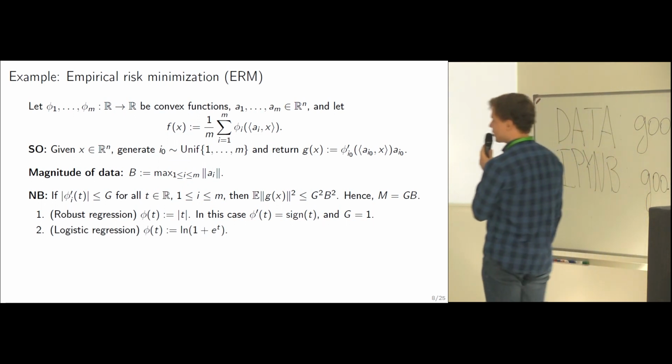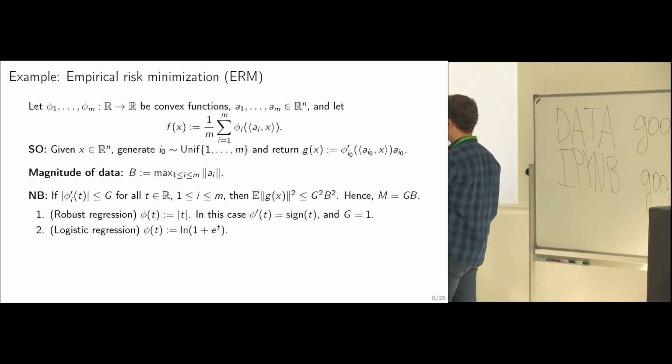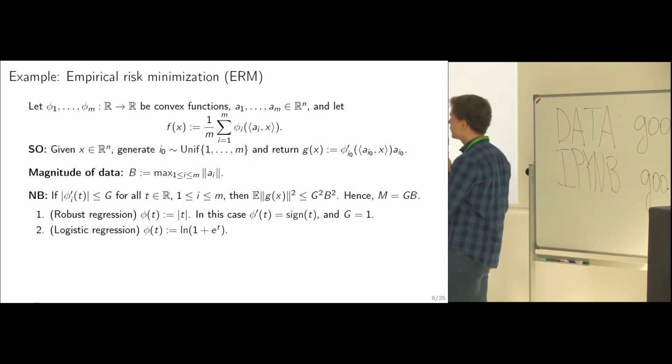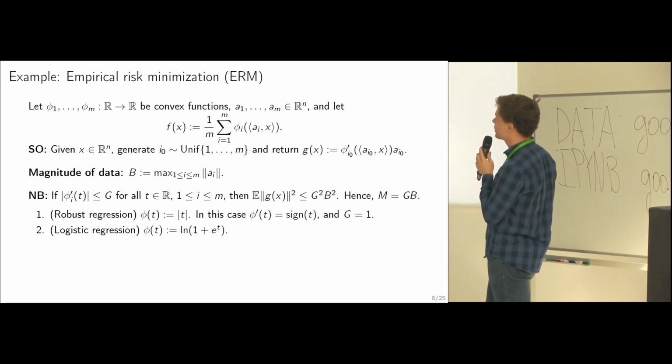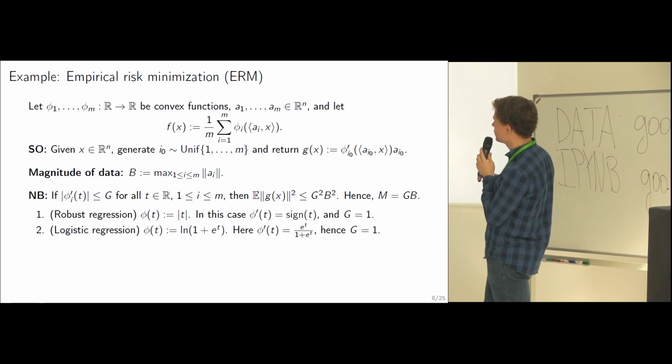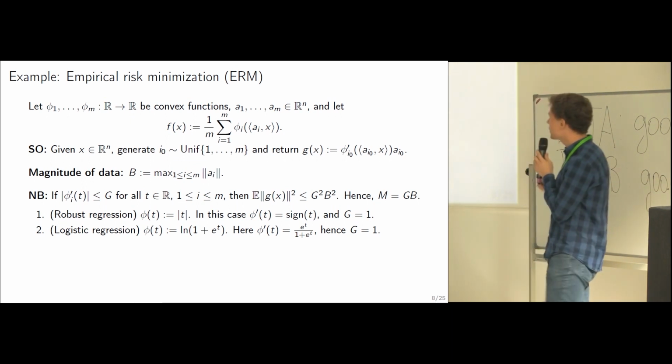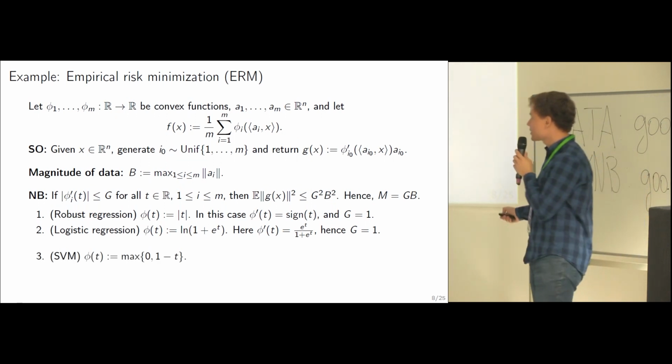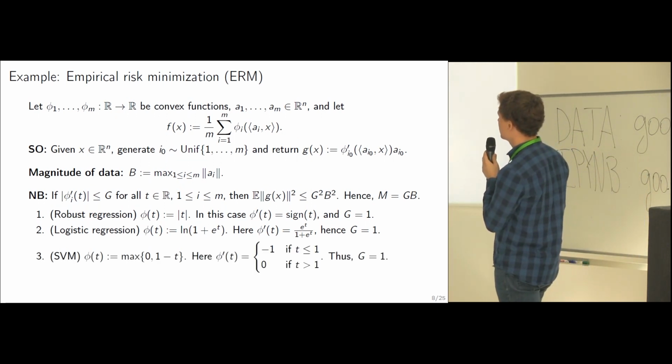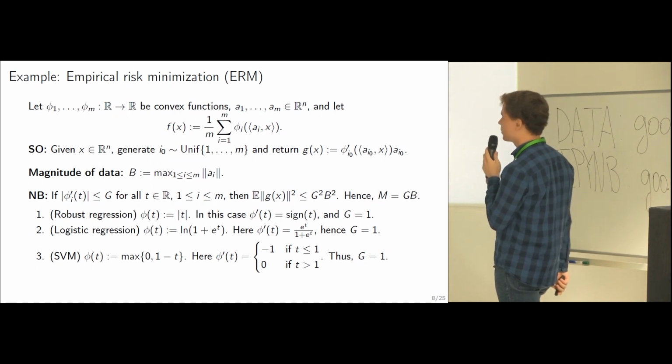Now let's consider another popular application, logistic regression. In logistic regression, our function looks like this. If we compute its derivative, it will be the exponent divided by 1 plus exponent, right? And again, this is bounded by 1. For example, if we consider SVM, then by computing the derivative, we again see that this is bounded by 1, and so on.